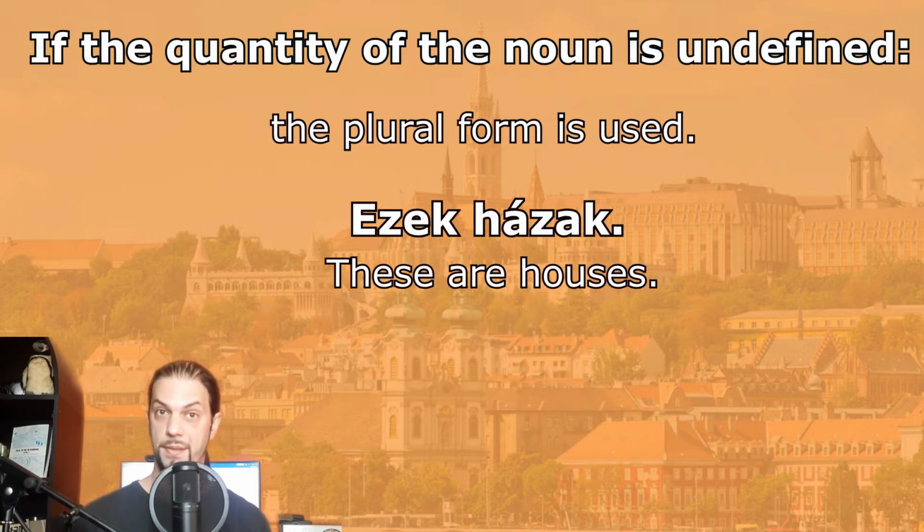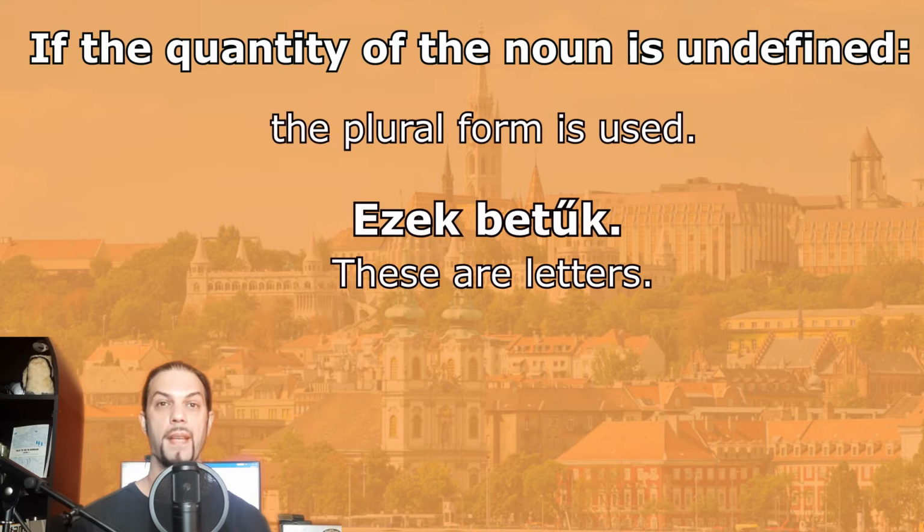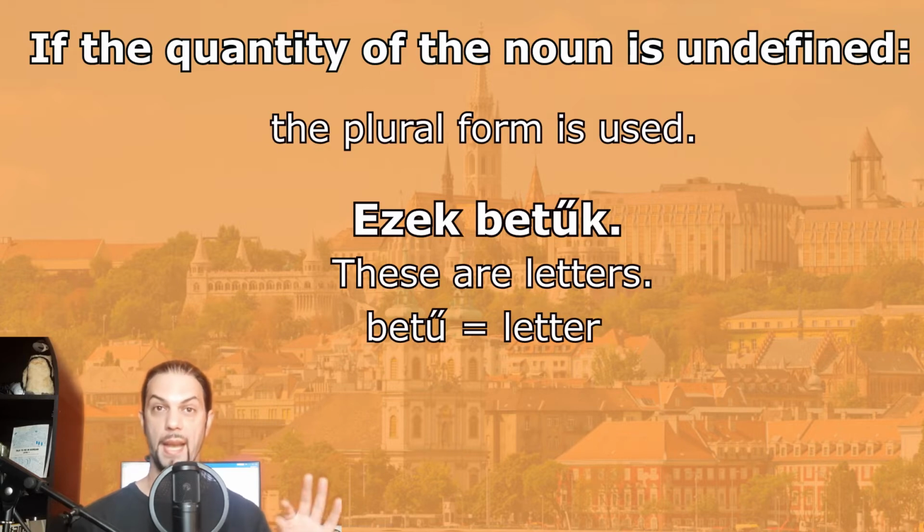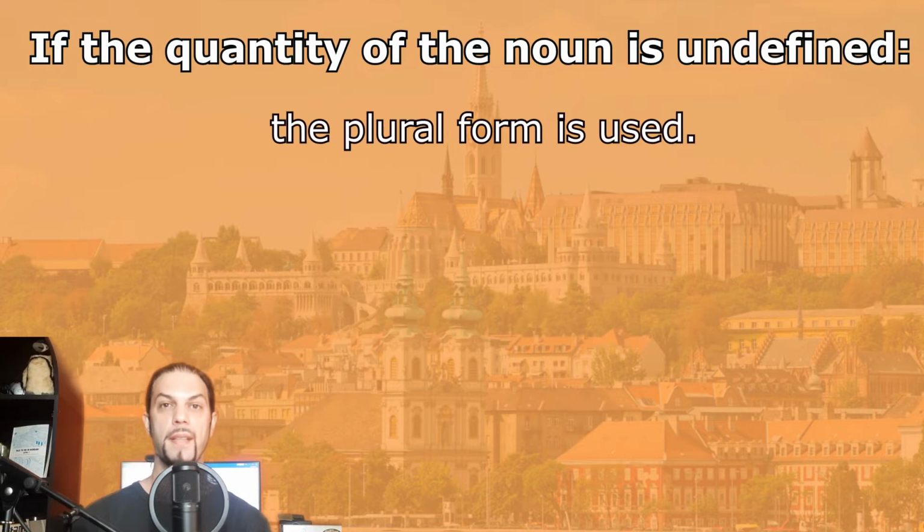These are houses. Ezek házak. These are letters. Ezek betűk. Letters as in letters of an alphabet. So betű is letter. Since it ends with a vowel, you just attach the letter K and it becomes betűk. Now, if you want to say something like, these houses are blue, then it's a completely different story.